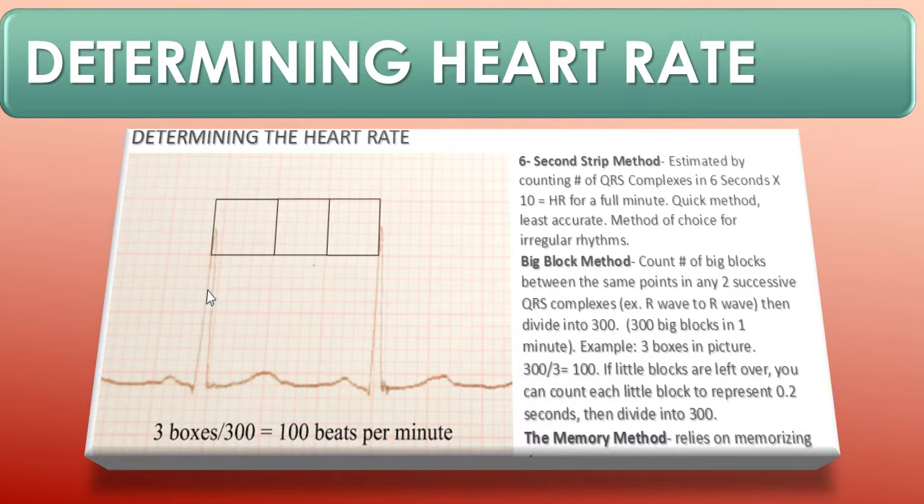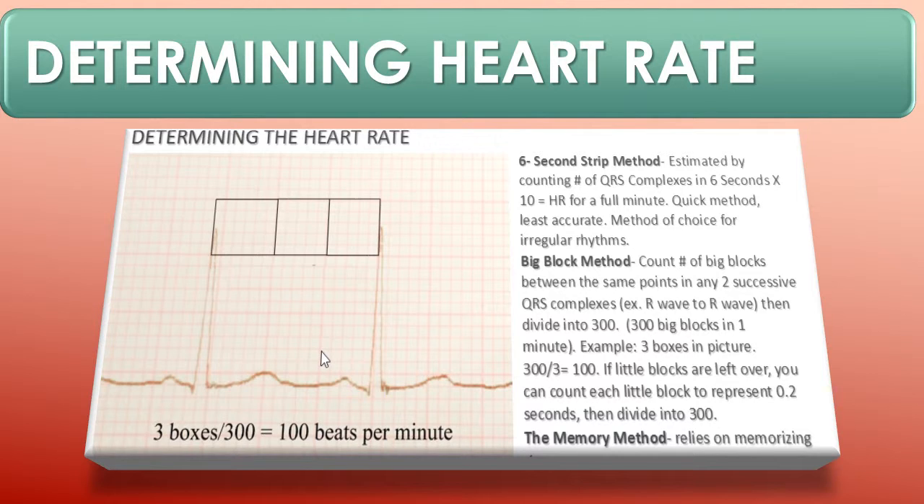The big block method is what's illustrated here. The big block method comes from counting the number of big blocks. Remember those big blocks we talked about? Between the same points in any 2 successive QRS complexes.